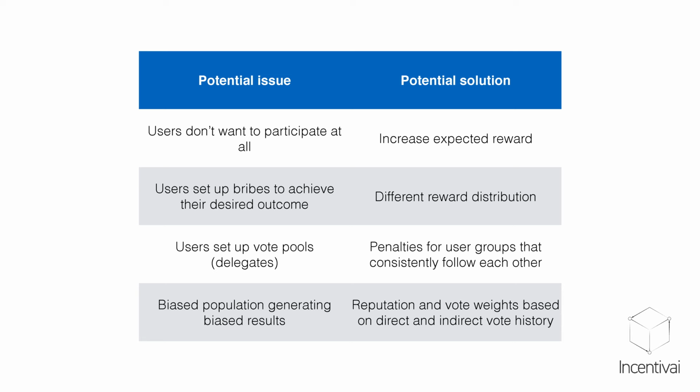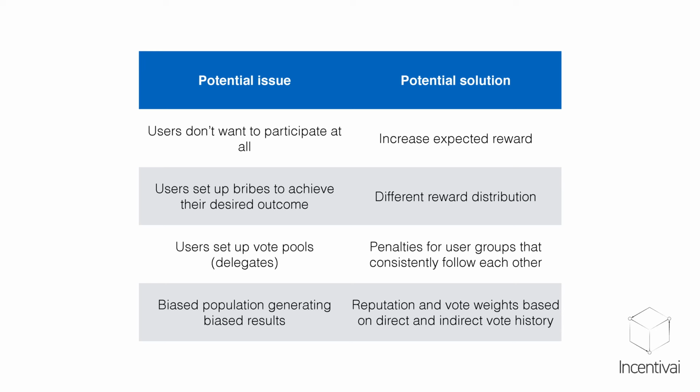So maybe you could try a different reward distribution. But now maybe users might do what miners do, set up voting pools and delegate their votes to someone else to save time. That breaks down our wisdom of the crowds assumption. So maybe you could identify user groups that consistently vote the same way, and penalize them, or downweight their votes. But now you might have a global problem, where your whole population of users is biased in a certain way, and that again affects the validation of the news.